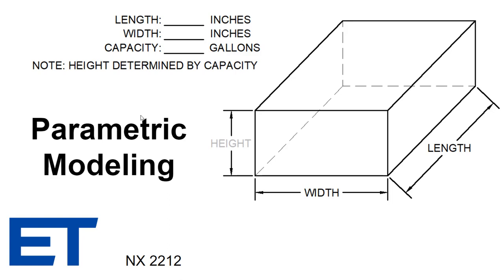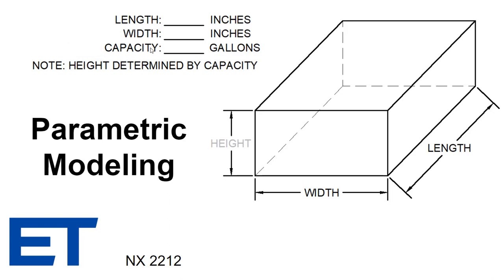In this video, we're going to introduce parametric modeling and how to do that with NX. We're going to use the expressions editor, and what we're going to do is model a fuel tank. In this example, our customer is going to give us the length of the tank in inches, the width of the tank in inches, and they're going to specify a capacity in gallons.